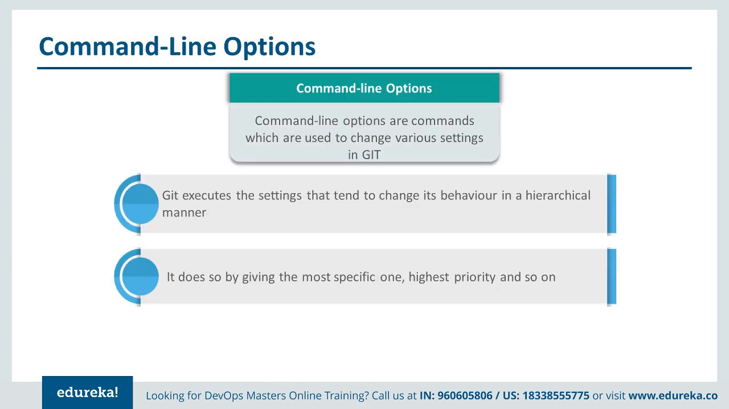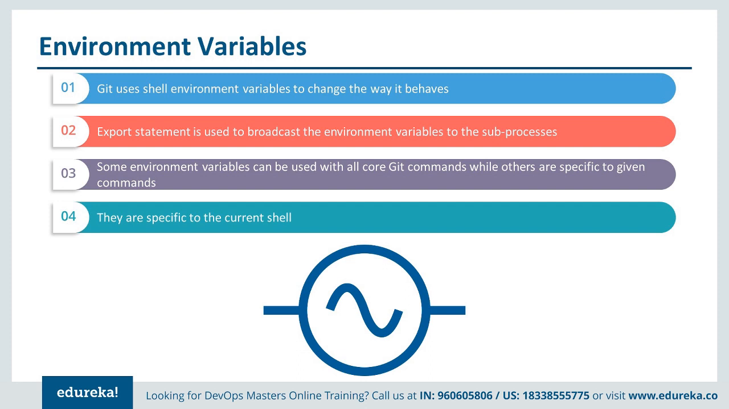So through command line options, you can change various settings in Git. Now these settings change the behavior in a hierarchical manner. This is done by giving priority to the most specific one and so on. The second option we have is the environment variables. So Git will always run inside the bash shell and uses a number of shell environment variables to determine how it behaves. Occasionally, it comes in handy to know what these are and how they can be used to make Git behave the way you want it to.